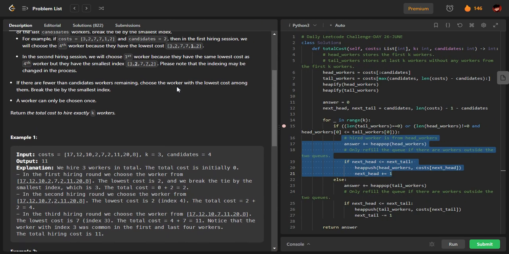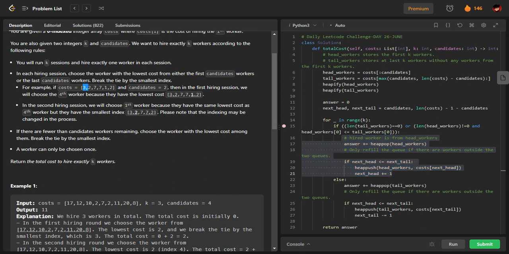See the example here. This is the first two workers, 3 and 2, and these are the next two workers. We have to compare the smallest element of this with the smallest element of this. So 2 and 1, which is smaller? Obviously one is smaller, right? So one will be removed. This is what we are doing here.